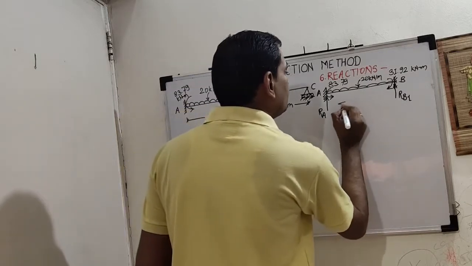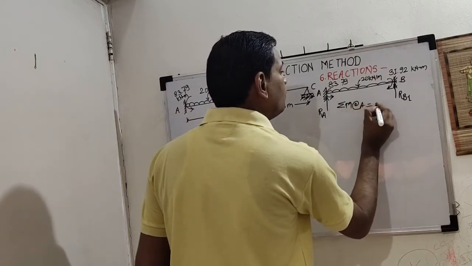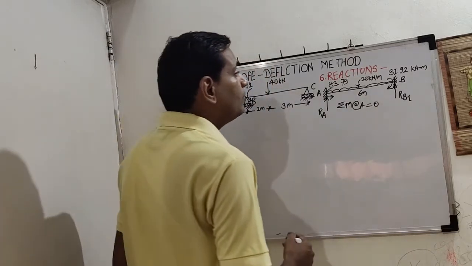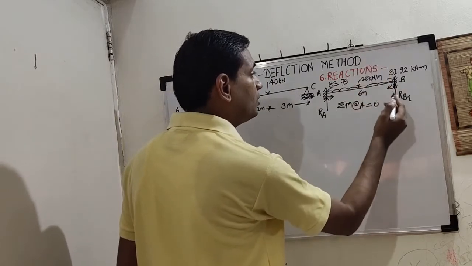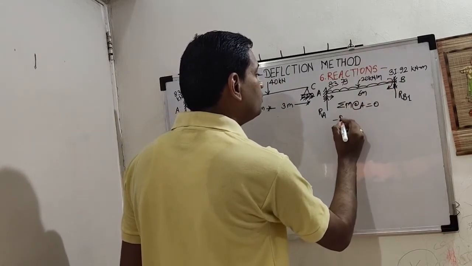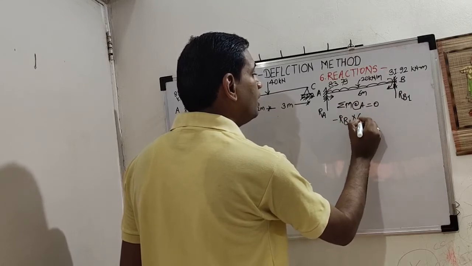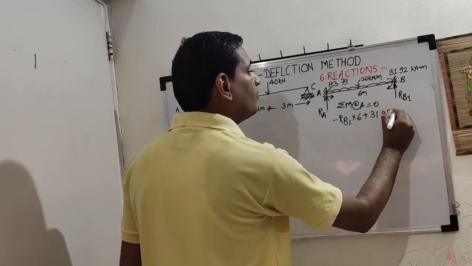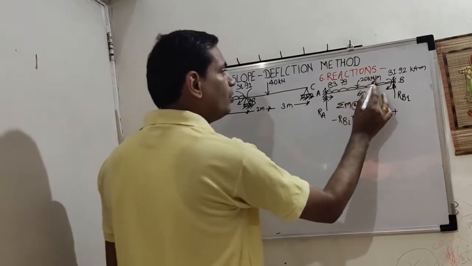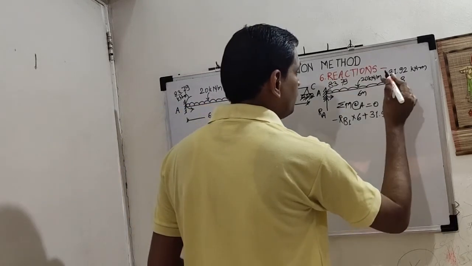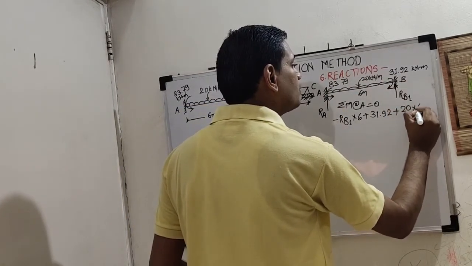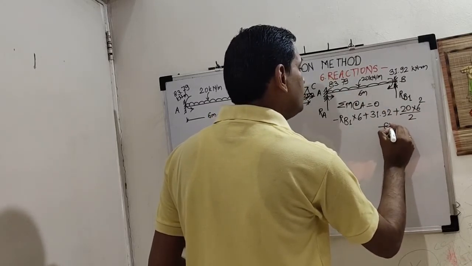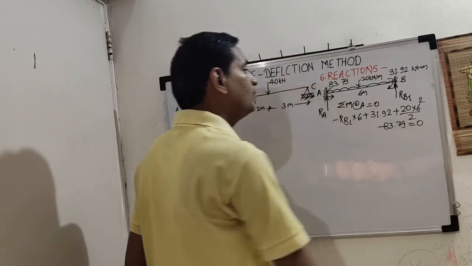So summation of moment about A is equal to 0. Span is 6 meter. So write down moments because of all the loadings. RB1 into 6 is an anti-clockwise moment about A, so minus RB1 into 6. Then this is a clockwise moment, plus 31.92. Then because of 20 kilonewton per meter, there is a clockwise moment, WL square by 2, because it is UDL. So 20 into 6 square by 2. And the final moment on A is minus 83.79. It is equal to 0.